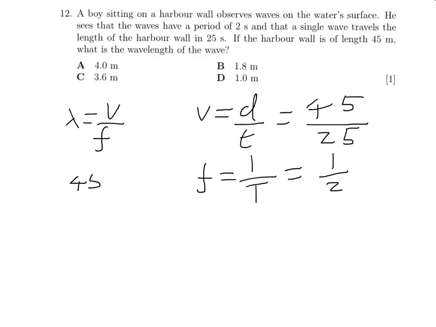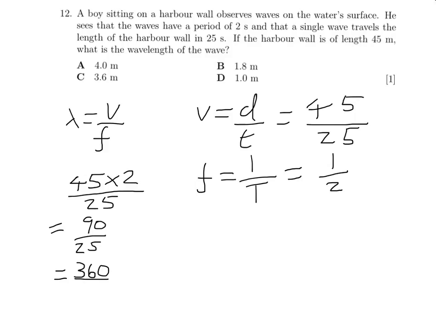Putting those numbers into our wave equation now. And when you're doing your PAT test, it's always important to try and do as many of these calculations in your head to speed things up a little bit. So what I decided to do here is I'm not very good at dividing by 25. So what I did, I multiplied both the top and the bottom by 4 to make it 100 at the bottom, because 100 is a little bit more easy to divide by. So we have 360 divided by 100, and that gives us 3.6, which is answer C.